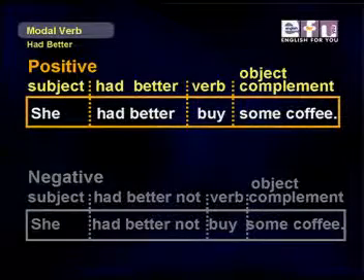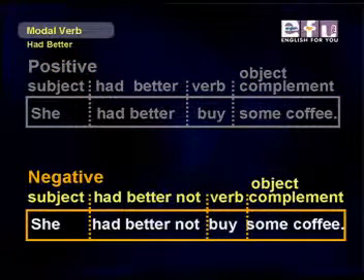Here is a chart to help you. So for a positive form, we can take a look at this example. She had better buy some coffee. So you start with the subject, then add had better, then add your main verb, plus your object or complement.